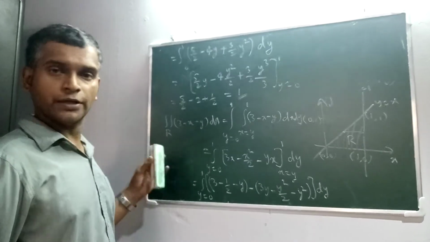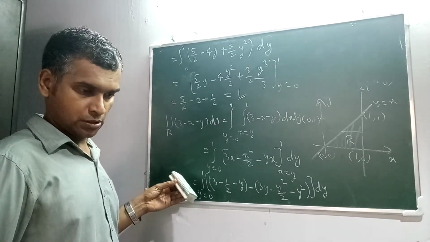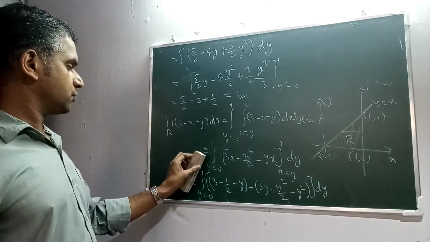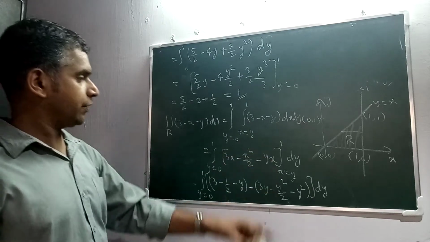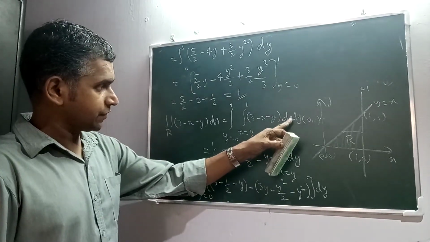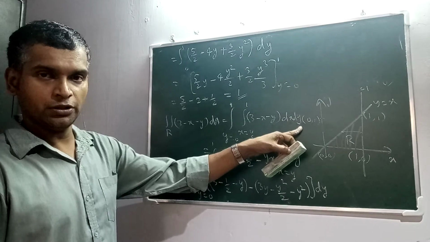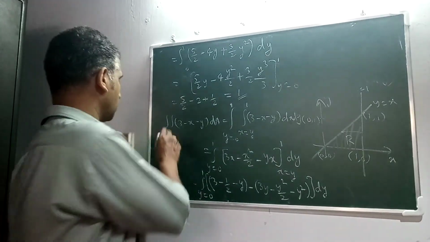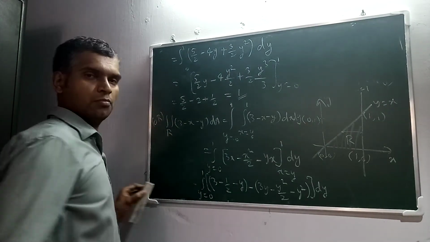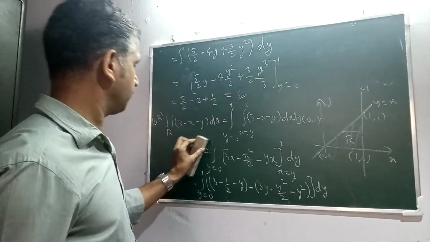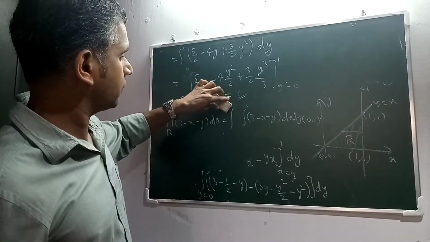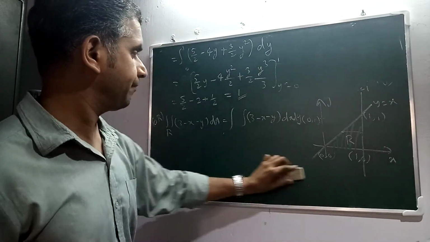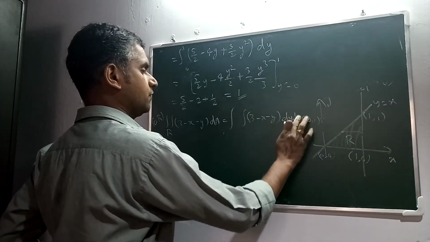Okay, you can use the other form of Fubini's theorem. So what is that? So here what did I do? I integrated with respect to x first and then with respect to y. Let me change the order of integration. So I can integrate with respect to y first, then with respect to x second.